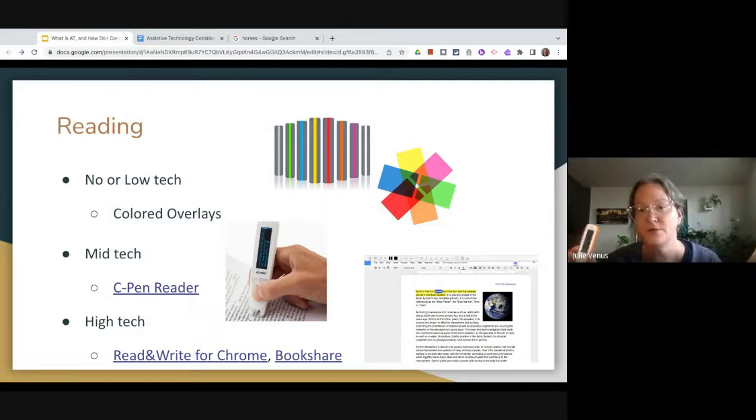You can plug in headphones so that not every student in the room needs to listen to it, but it's a great option for hard copy text, especially if you're just looking at individual words and things like that.